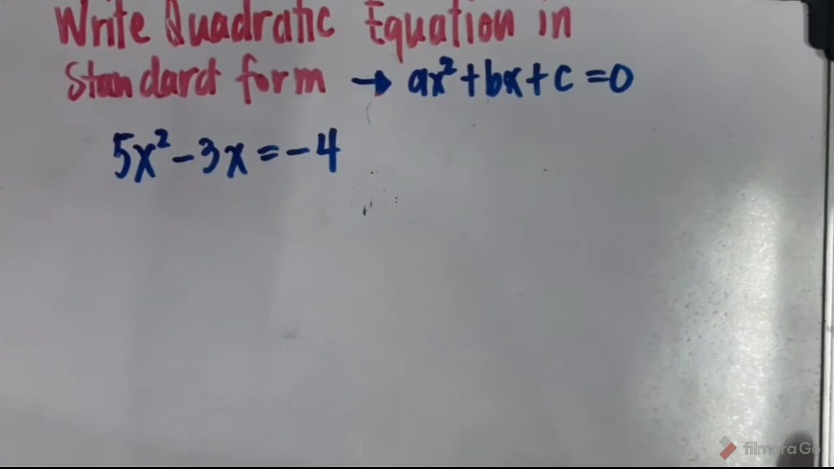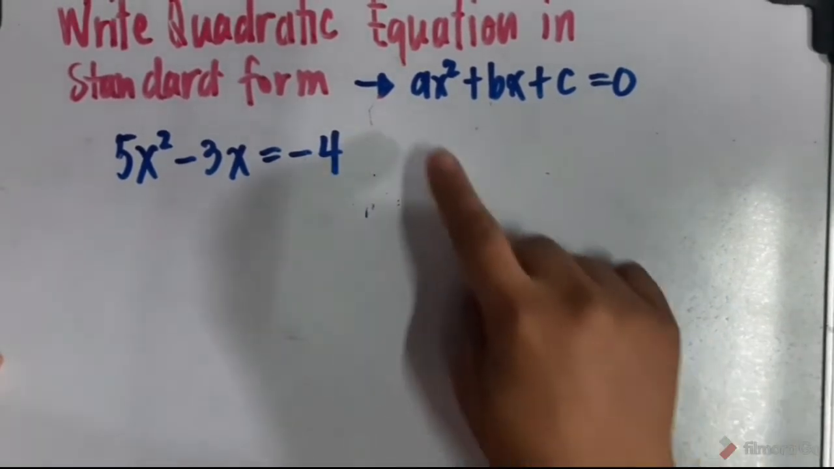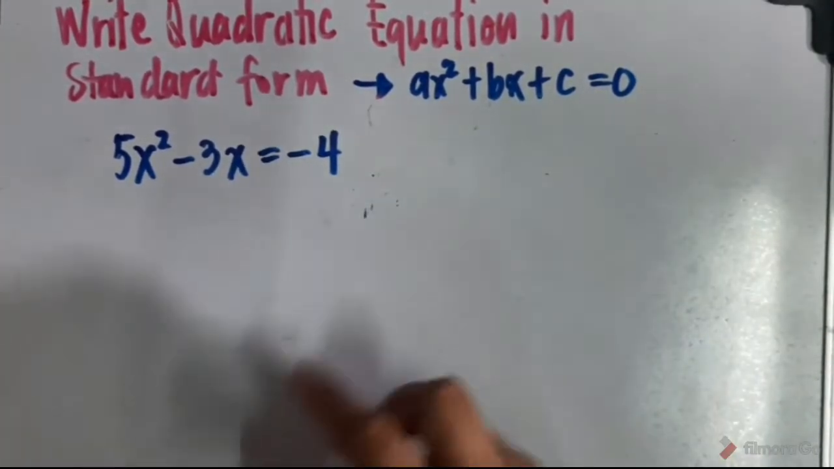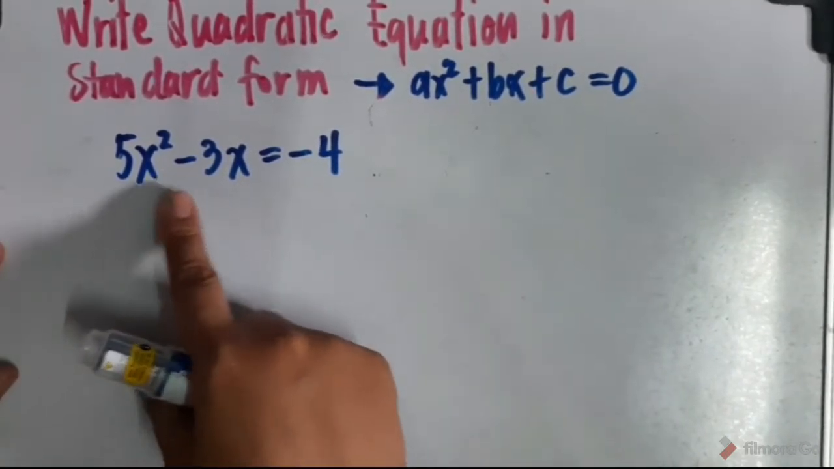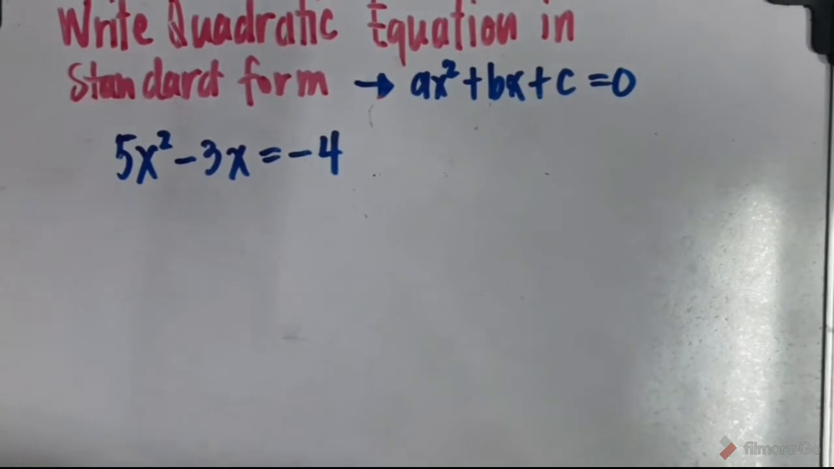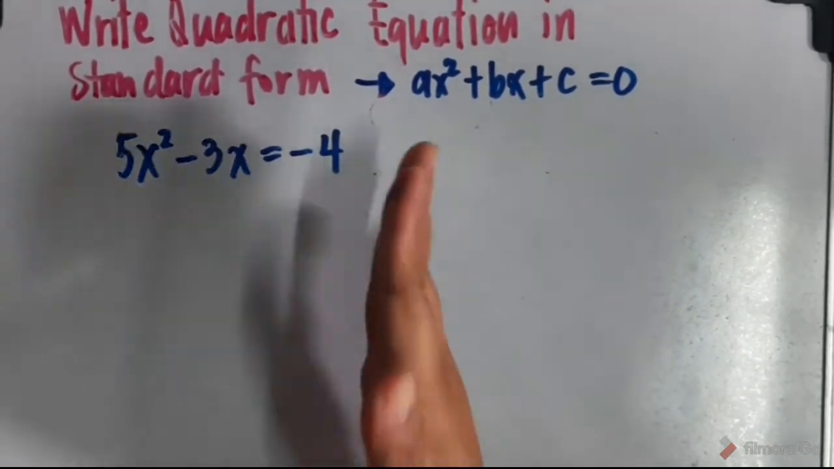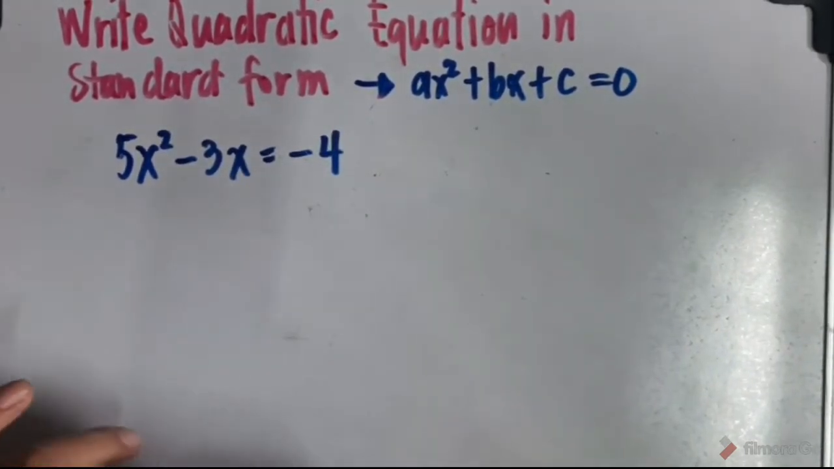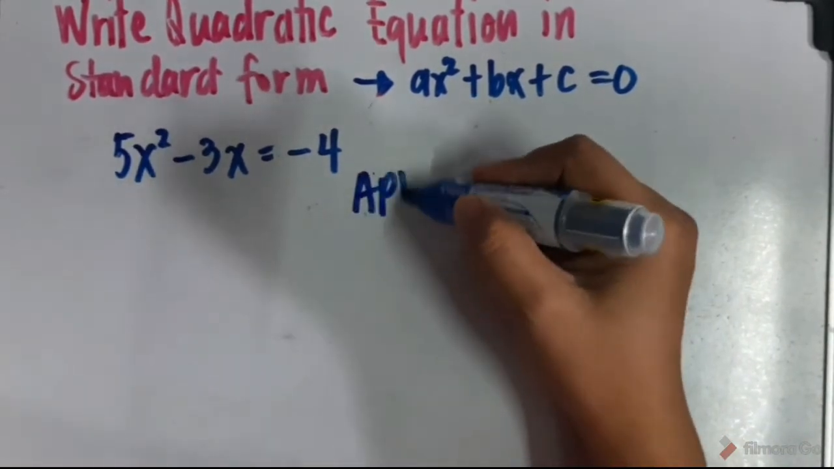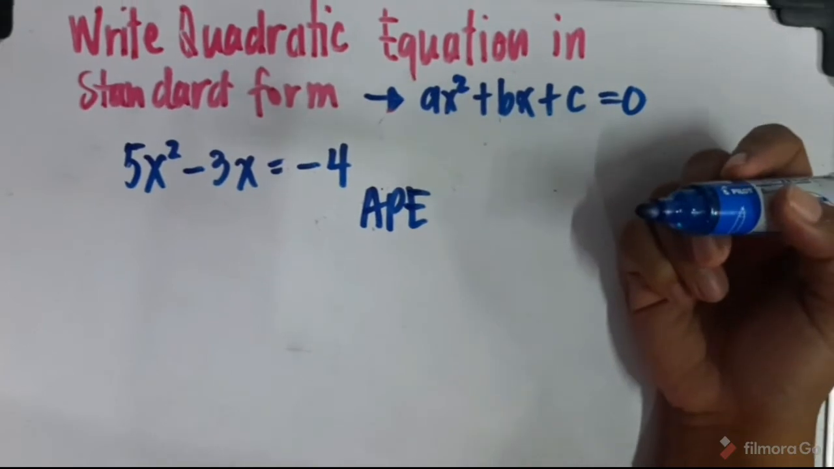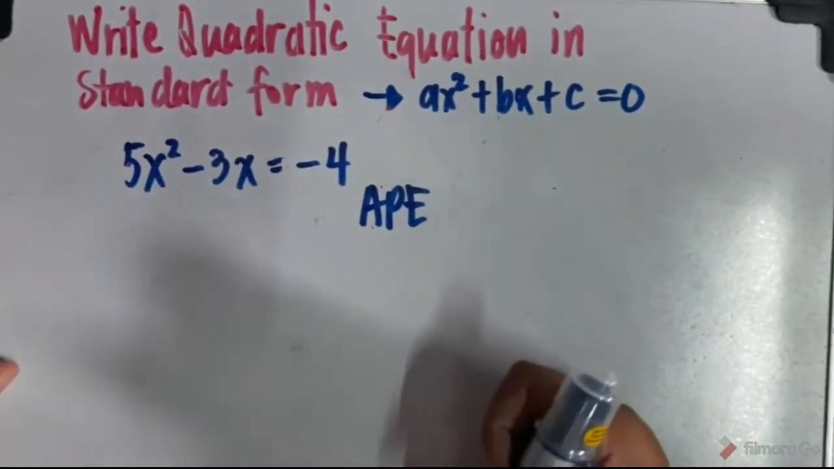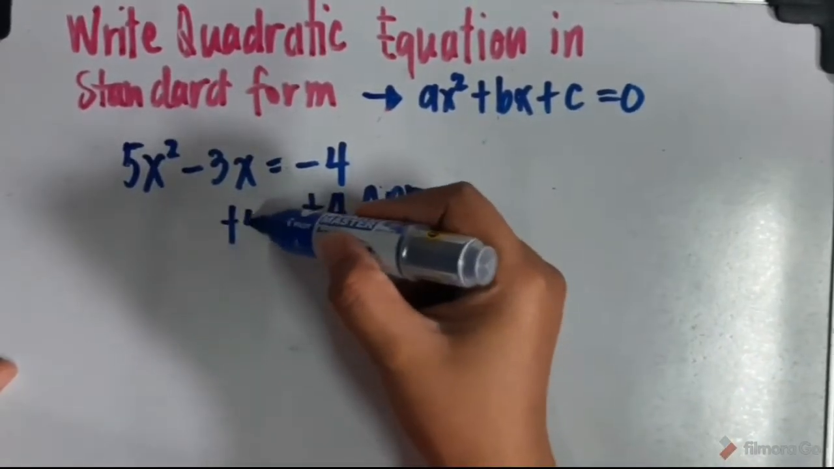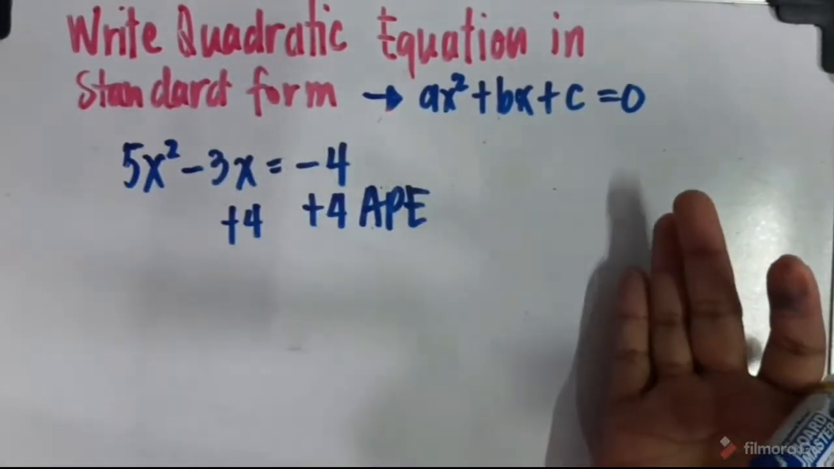This time, let us write the quadratic equation in standard form, given ax squared plus bx plus c is equal to 0. For our first equation, that's 5x squared minus 3x is equal to negative 4. To make this in standard form, make sure that the right-hand side of the equation is equal to 0. So, let us make this side equal to 0. To do that, we will apply the addition property of equality. What are we going to add to negative 4 to make it equal to 0? That's right, it is positive 4. Make sure to add it to both sides of the equation to make it balance.